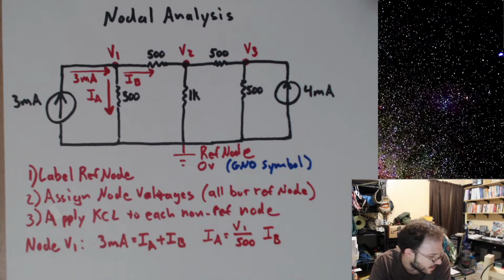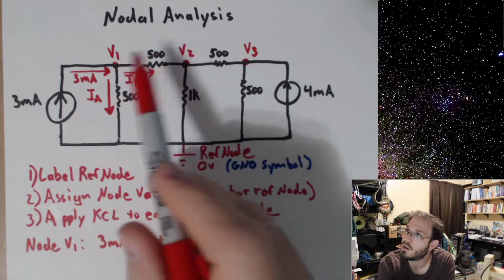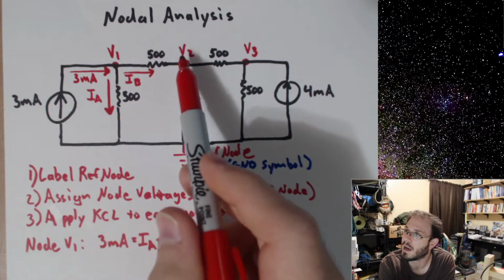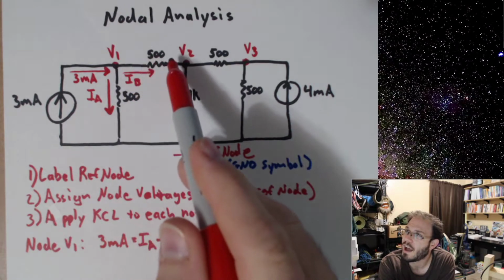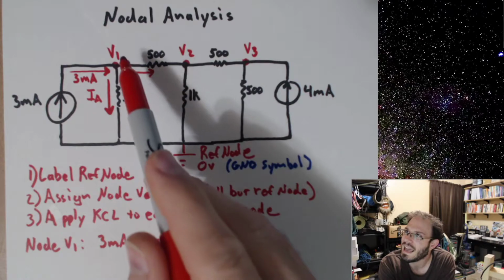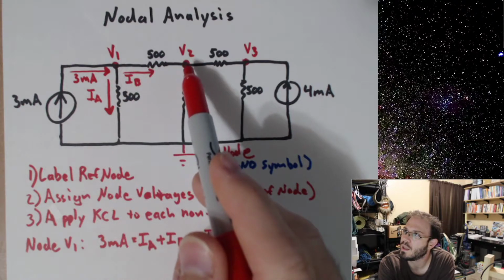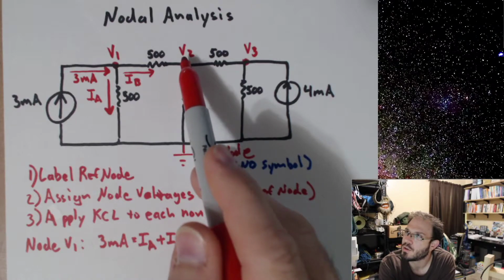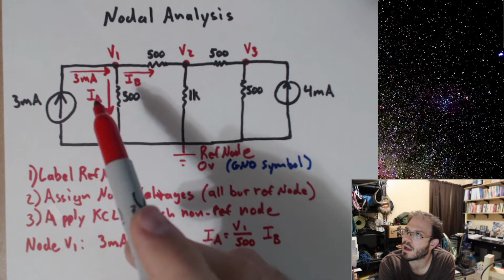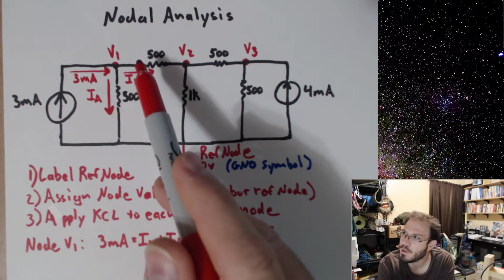Now, IB is mildly trickier. I only say that because we have two unknown voltages over here. I'm not working with ground. So my voltage drop across this 500 ohms, well, again, if I'm assuming that current goes from a higher voltage to a lower voltage, I'm just going to say that V1 minus V2 is the voltage drop across the 500 ohms. Okay? Use polarity to help you out.